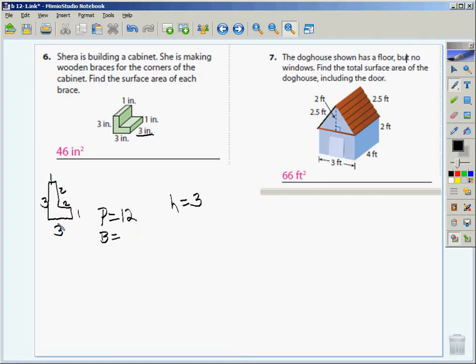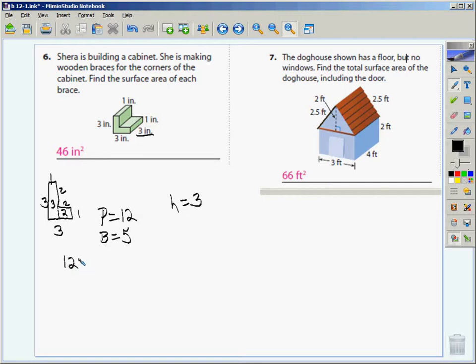To find the area of this, I'm simply going to draw a dotted line. 3 times 1 is 3. 2 times 1 was 2. 3 plus 2 is 5. So all I have left to do is pH plus 2B.